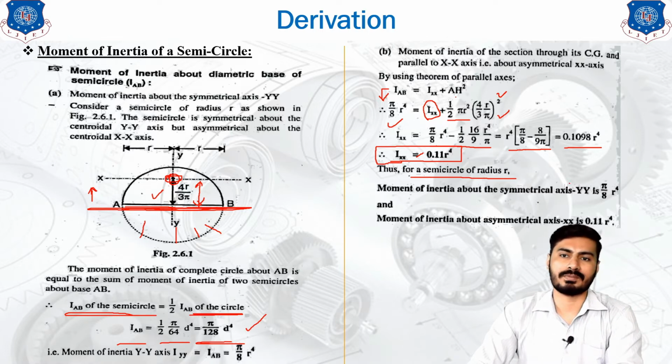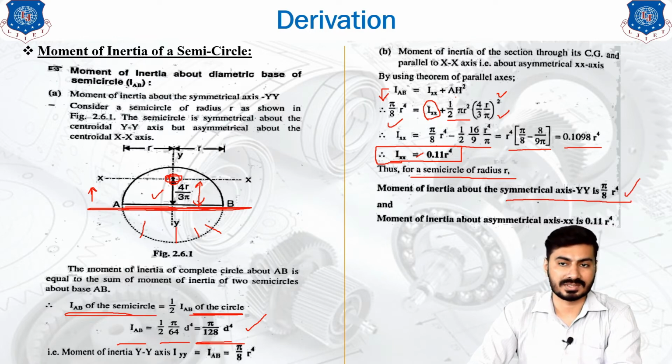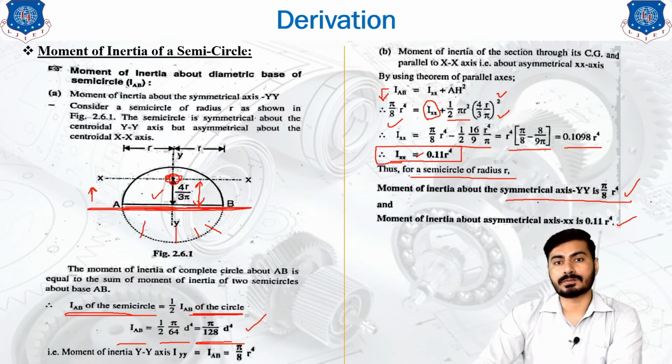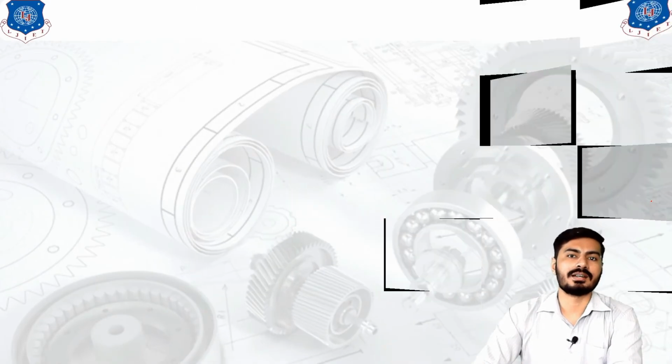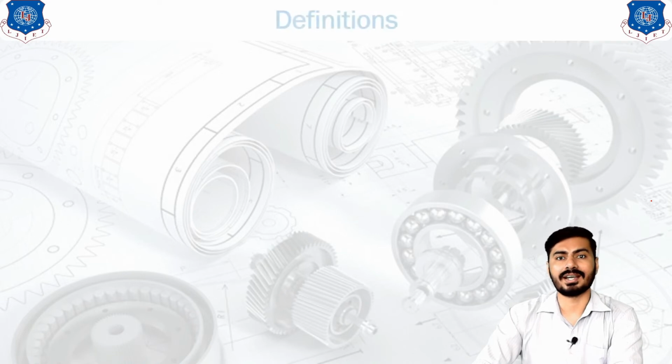So this was the basic formula. The moment of inertia about the symmetrical axis YY is pi by 8 r raised to 4. Similarly, we have done this kind of derivation, and about the XX axis it is 0.11 r raised to 4. If you remember those formulas, this is a very basic shape, the semicircle. You will require these formulas for your examples, so learn these formulas by heart. We will see this derivation in your examples.